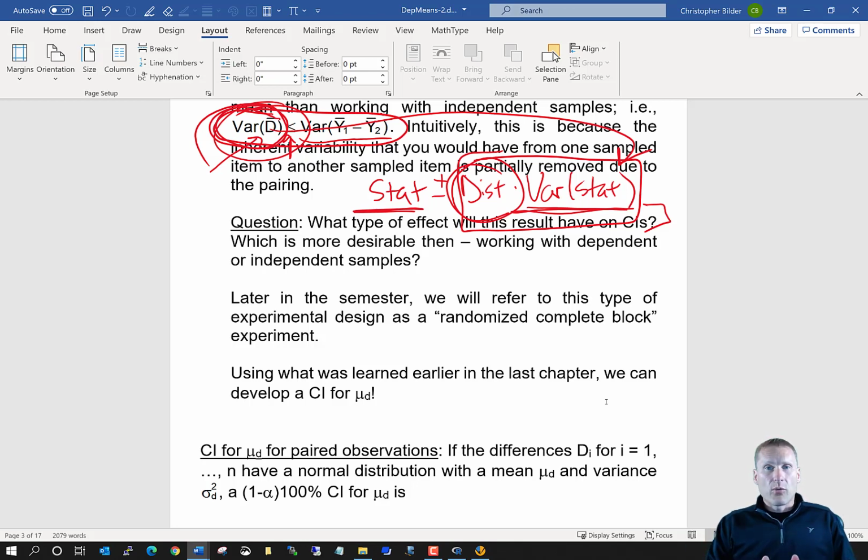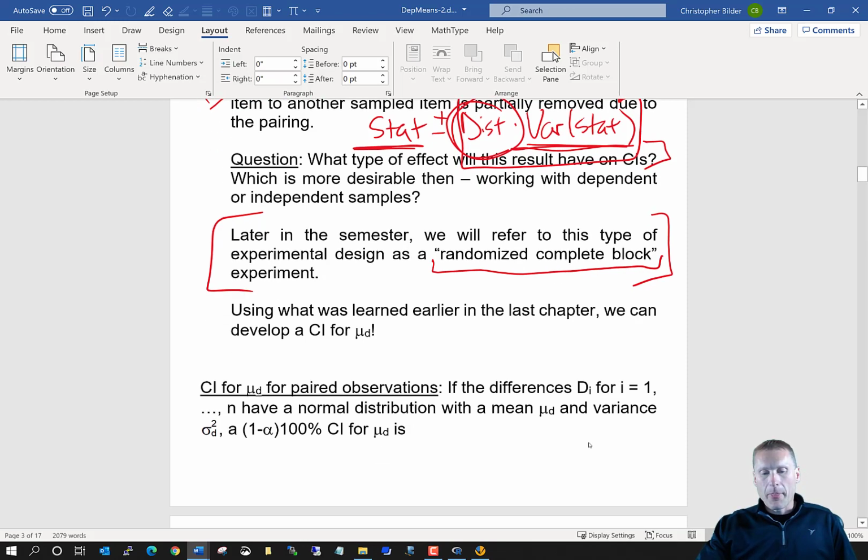If I have a narrow range for my confidence interval, hey, that's great, because that means I have a smaller set of numbers for where I would expect my parameter to be. That's the effect. That's why this is so important. This could be a question on a test. Now, later in the semester, we will continue with this idea of sampling items with some kind of connection, or this dependent sampling. We'll look at that later on, and this will actually be generalized to what we will refer to as a randomized complete block design. More on that later. Okay.